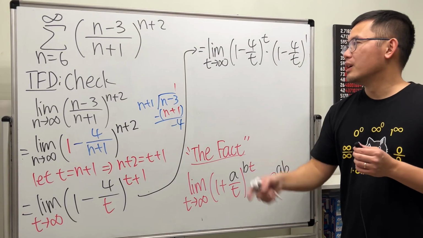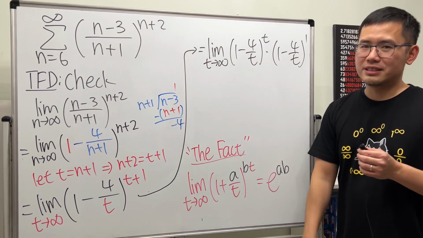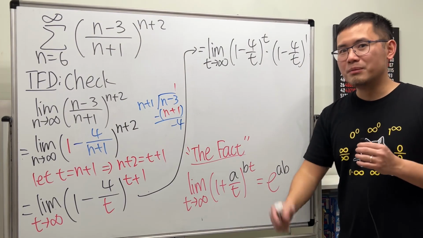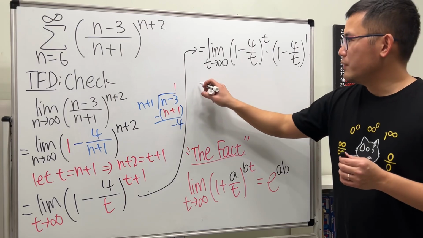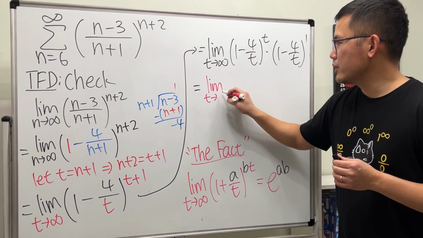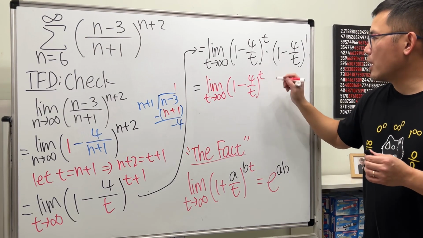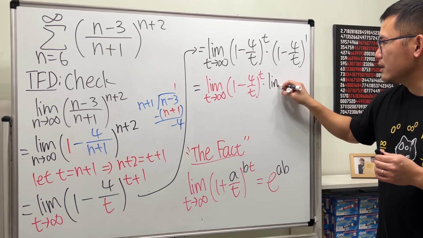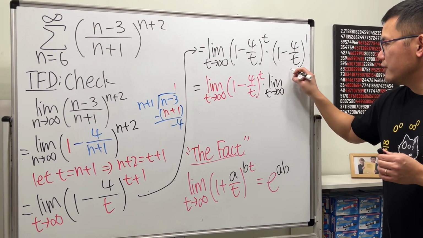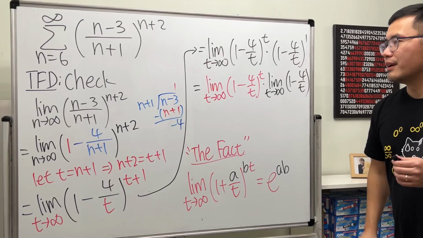Now check this out. We have a limit of a product. Could that be the product of limits? Yes, if both limits exist. So if you just go ahead and look at this as the limit of t approaching infinity of 1 minus 4 over t to the t's power times another one, if both of them exist, then we can just do like this. Very nice.